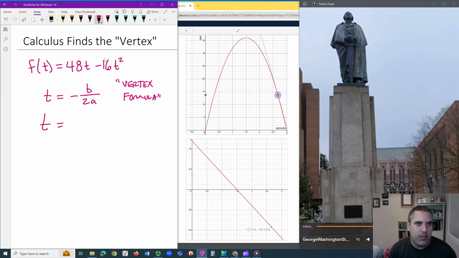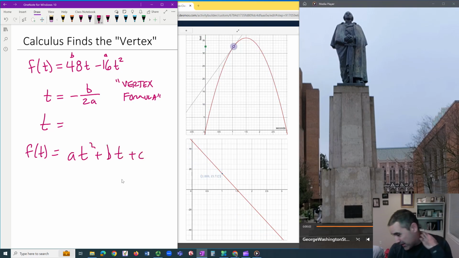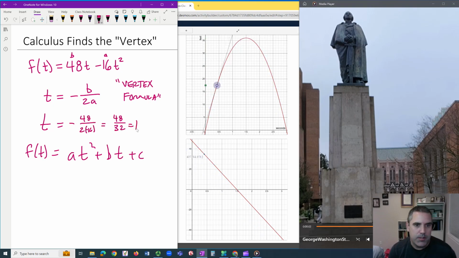It's t equals. So you have to realize that a is negative 16, this is b, and c is 0. And when we're talking about this, we're talking about a parabola like this. In general, the vertex of a parabola is at negative b over 2a when the x value is this. So in this case, you're going to get negative 48 over negative 32, which is this 1.5, which makes sense if I said it's 3 seconds from throw to catch. And then you can plug that in to get the height. The height in this case is 36 feet. For a parabola, there's only one bump.